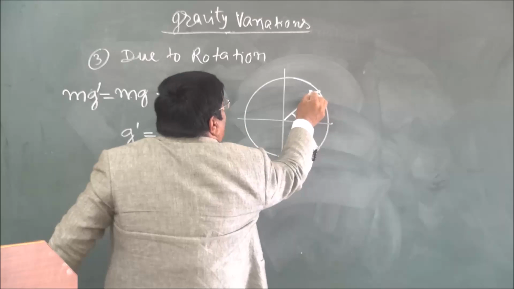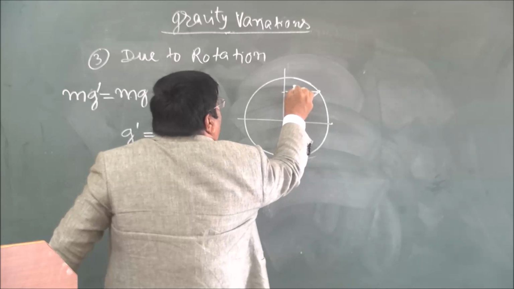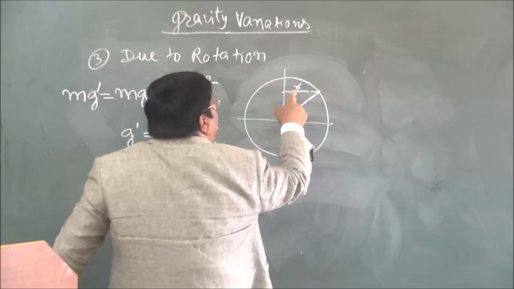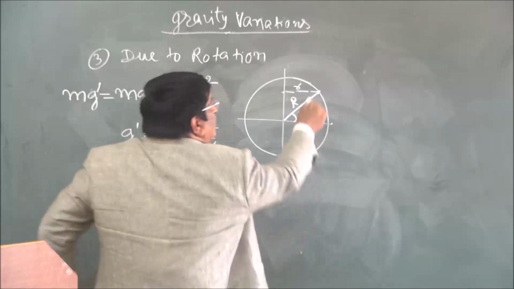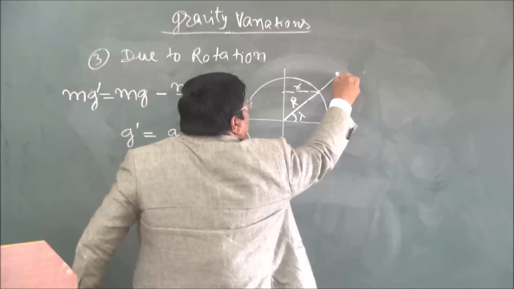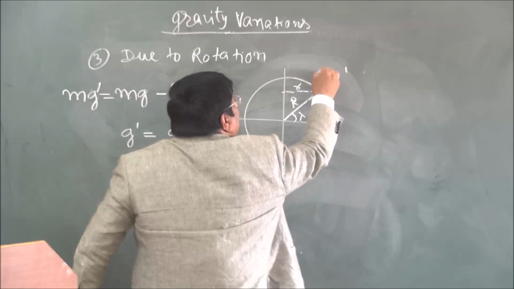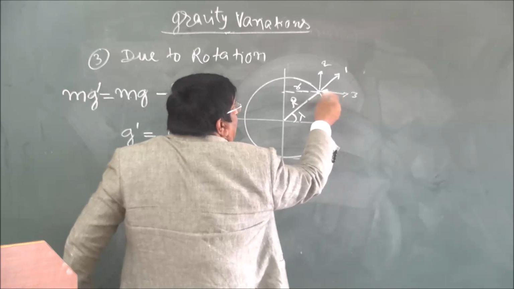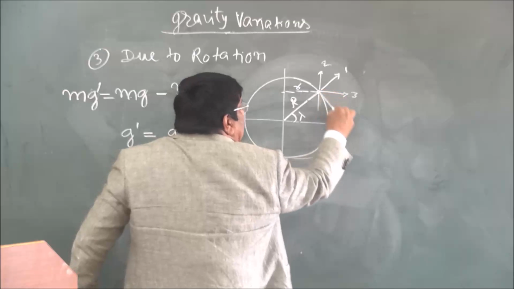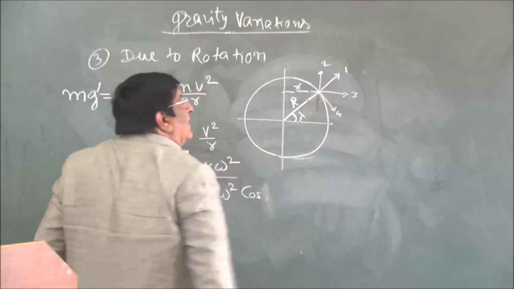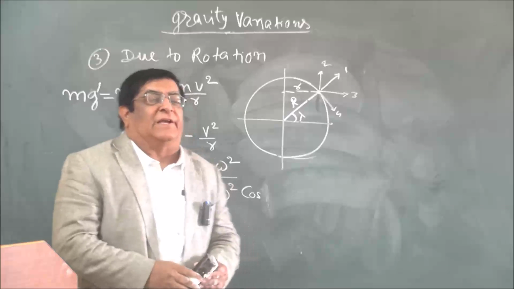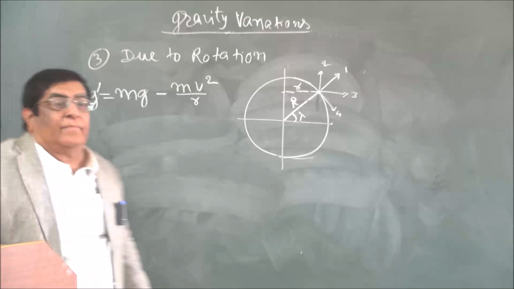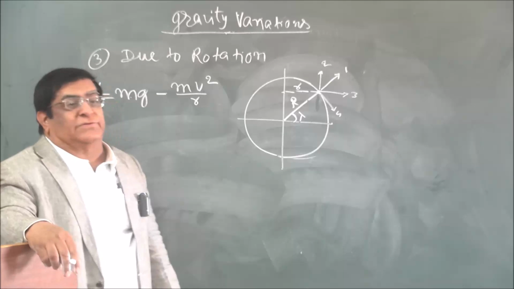Now this particle is rotating with this radius small r, this is capital R. Can you tell me what should be the direction of centrifugal force at this point? Will it be in direction number 1, 2, 3, or any other direction, or tangential? 4. In which direction will be the centrifugal force for this? 1, 2, 3 or 4?